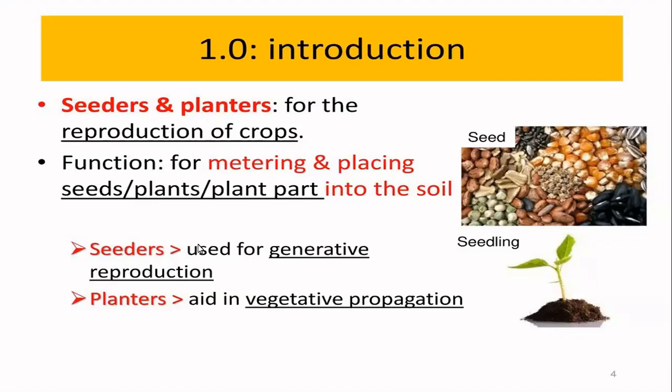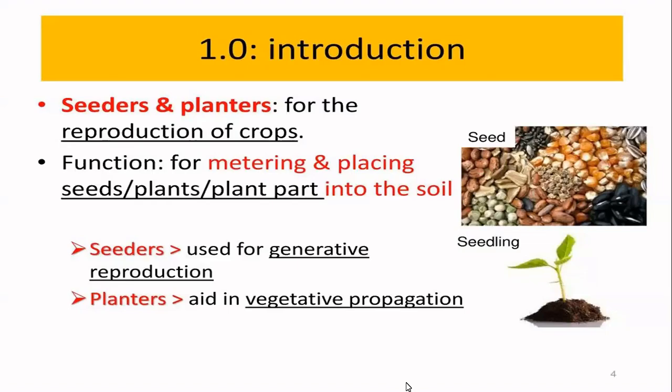So seeders are used for generative reproduction. Yeah, very good word. Seeders are used for generative reproduction. Generative means developing more seeds or plants. Planters aid in vegetative propagation. Aid means help in vegetative propagation.